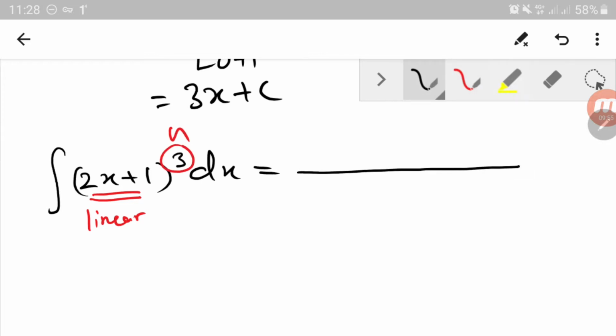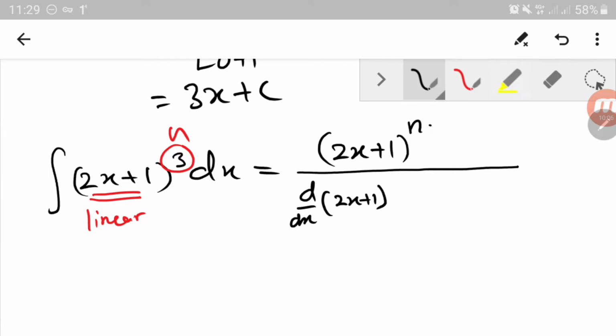So what we do, we divide by the differentiation of 2x plus 1, and then we copy paste with the power plus 1. Why n? It is 3, right? And then we divide one more time by the new power. Okay, forget the c, sorry.